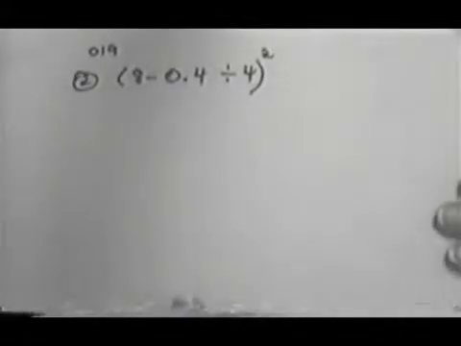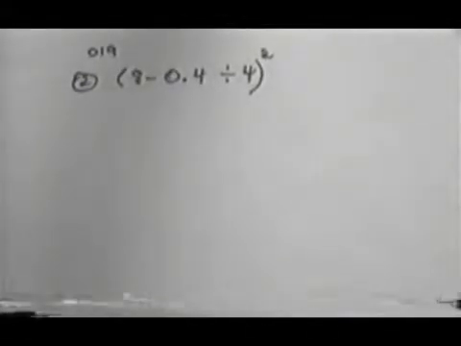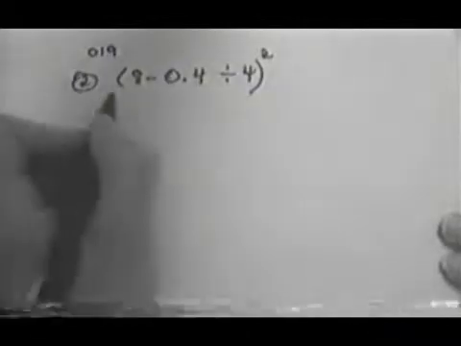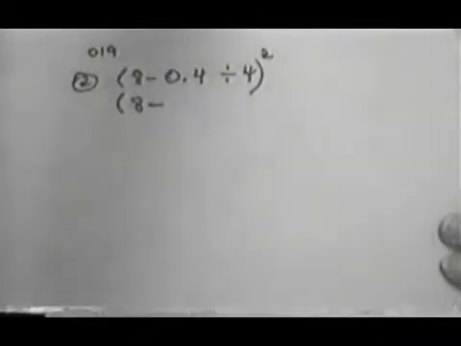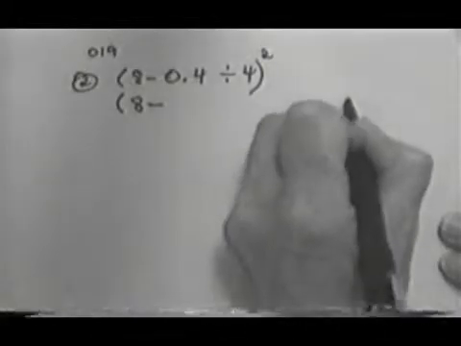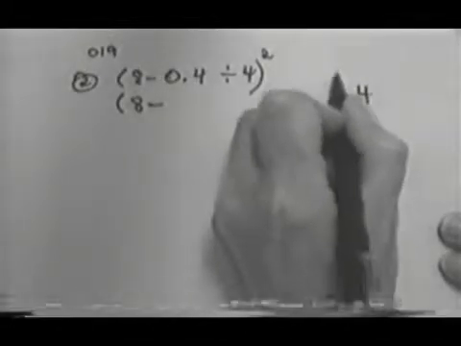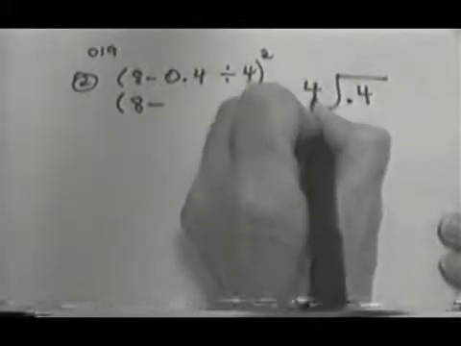So what I would do, I take my problem, write it down again, 8 minus, but the division I'm going to do is 4/10 divided by 4. So I need to come over the side and do that. So I'm going to take my 4/10 and divide it by 4.